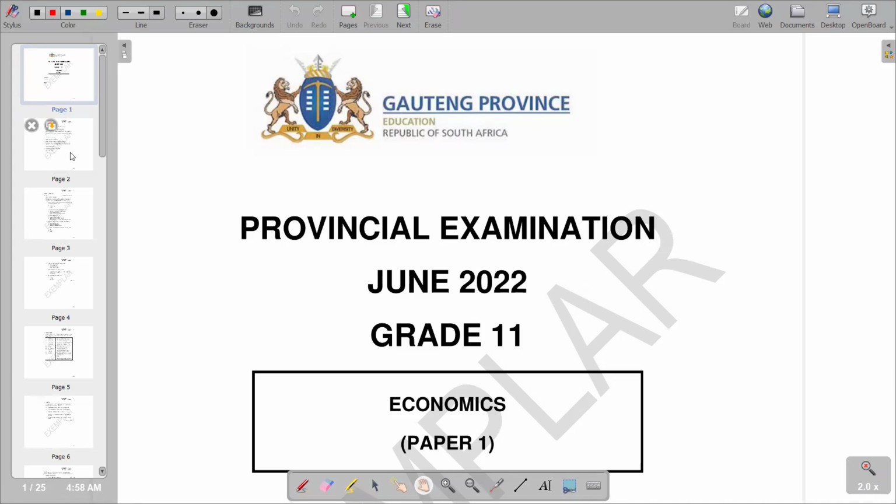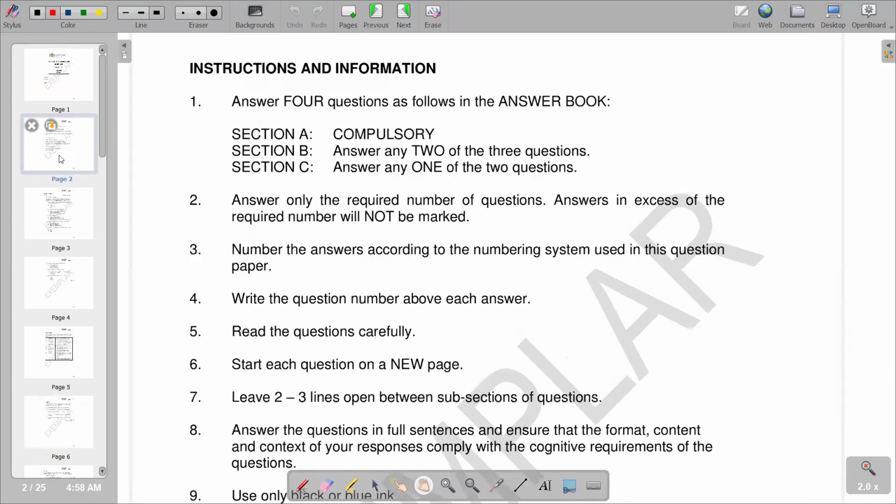So, in terms of our instructions and information, we are just going to go through instruction one, which reads: answer four questions as follows in the answer book. On the first part, we have Section A, which is, of course, compulsory. Then Section B: answer any two of the three questions. We've got a total of three questions in Section B, and we are supposed to answer two. Then in Section C, there are two questions, and you are supposed to answer one. So this is what we have in terms of our information.